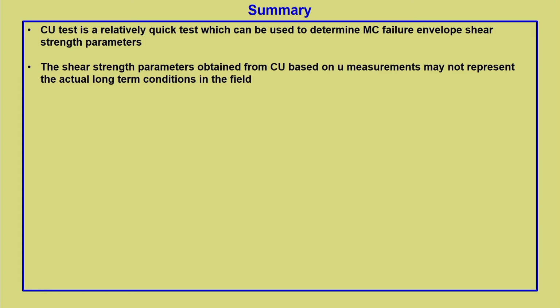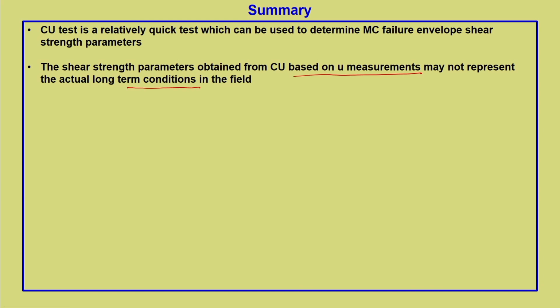Now, we also need to understand that the rate of shearing considerably influences the strength. Hence, from the CU test we get the result in terms of effective stress. This effective strength parameter closely simulates the field, but it is not exactly what is expected in the field. The shear strength parameters obtained from CU based on U measurements may not represent the actual long term conditions in the field.